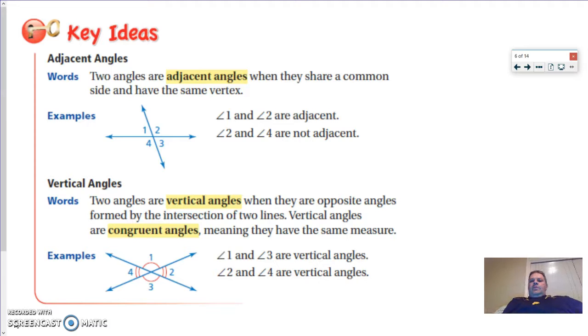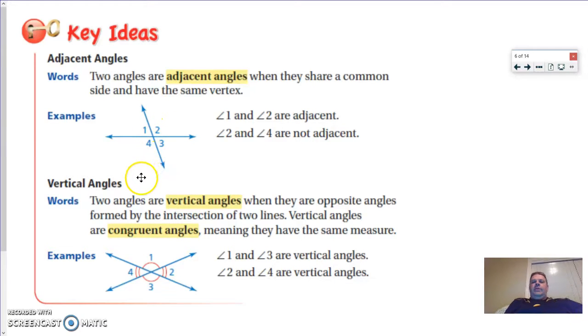So today we have a lot of things that we're going to talk about. One is adjacent angles. Two angles are adjacent when they share a common side and have a common vertex. Angle 1 and angle 2 are adjacent. Angle 1 and 4 are adjacent. Angle 3 and 4 are adjacent. Angle 2 and 4 are adjacent. The ones that are opposite are not adjacent. They are not next to each other because they do not share a same side.